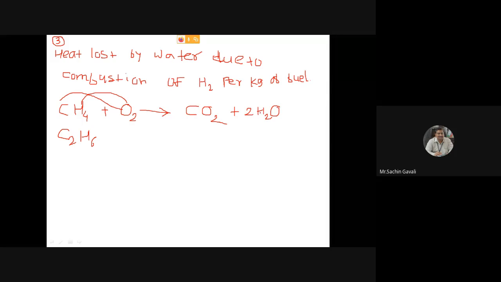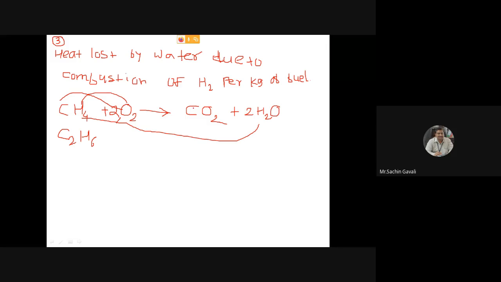When the fuels are oxidized or combusted, carbon in the fuel reacts with oxygen to form CO2. Hydrogen in the fuel reacts with oxygen to form H2O. Similar to this C2H6. The only thing is we have to balance the reaction. For CH4, carbon is balanced, hydrogen is balanced, and for oxygen we have to go for 2O2. So this is a balanced reaction: CH4 plus 2O2 gives CO2 plus 2H2O.